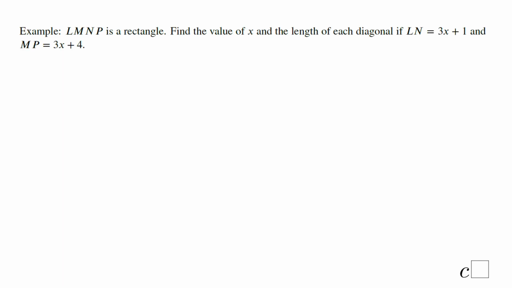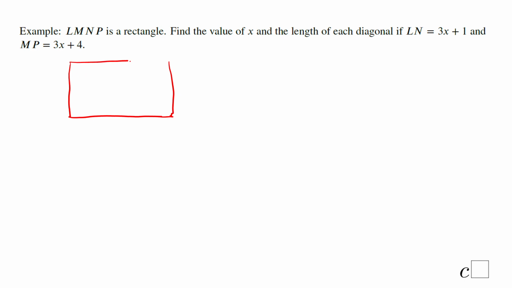Okay. My second example in this lesson, we have a rectangle. The picture is not given to us, but you may want to draw a picture. LMNP is a rectangle, and we need to find the value of x and the length of each diagonal, if LN is 3x plus 1 and MP is 3x plus 4. So I suggest you make a picture. We don't really need it, but sometimes it helps, especially if you don't know what you need to do.